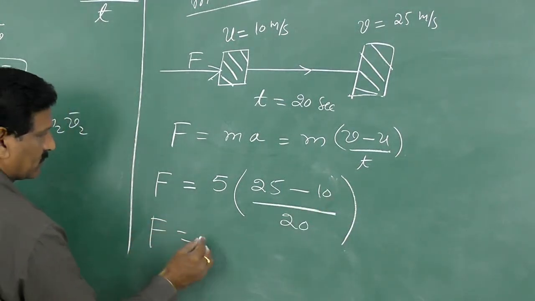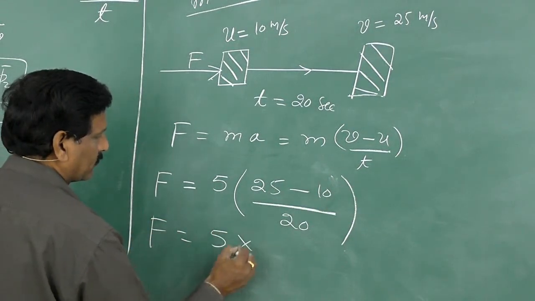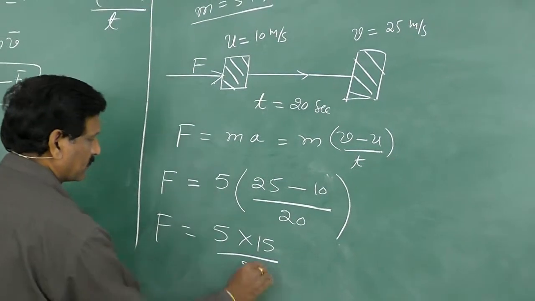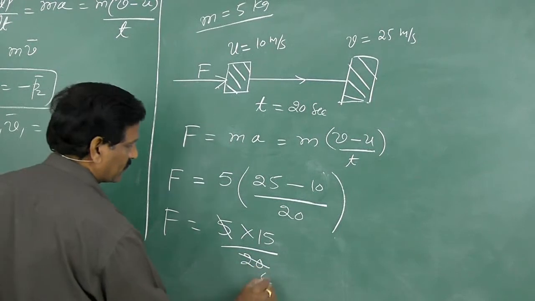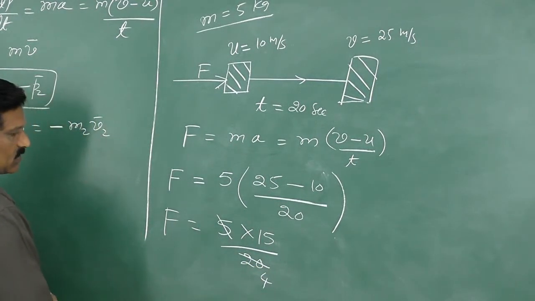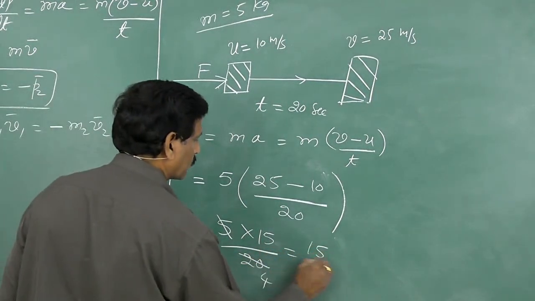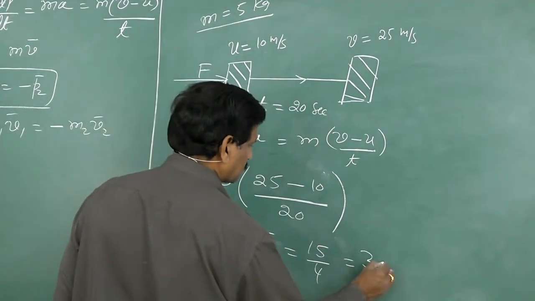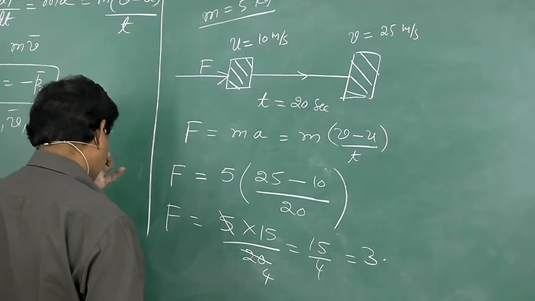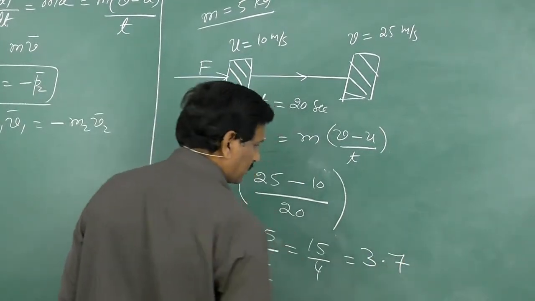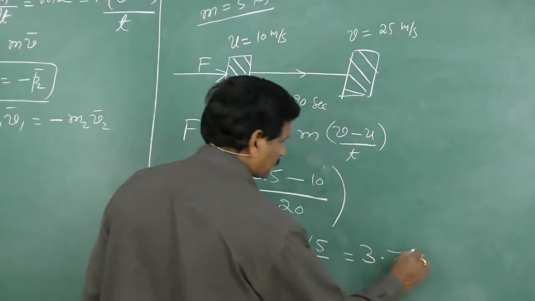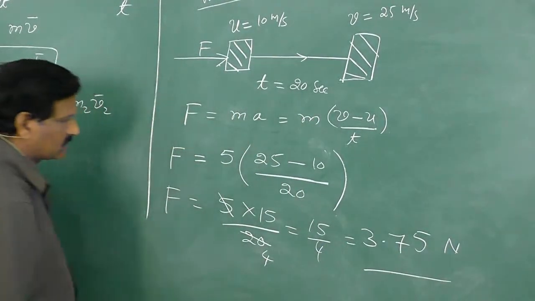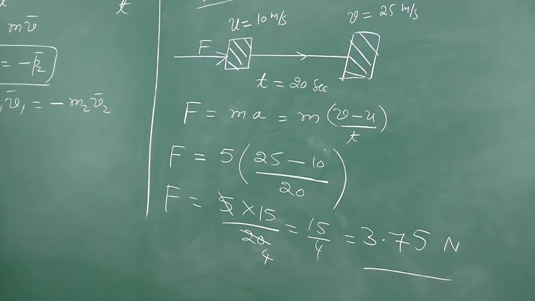So F is equal to 5 into (25 minus 10), which is 15, by 20. So this cancels 4 times, giving 15 by 4. 4 threes are 12, 30, 4 sevens are 28, 20, 4 fives are 20. So 3.75 Newton. This is the force acting on the object.